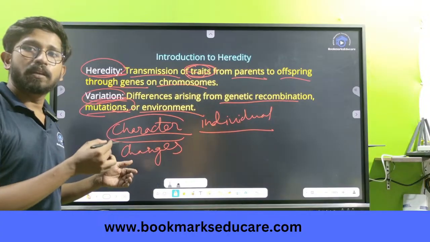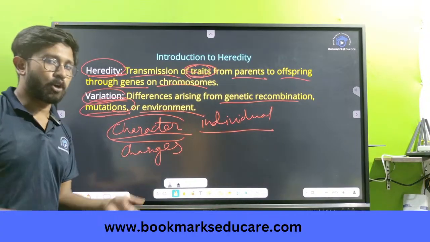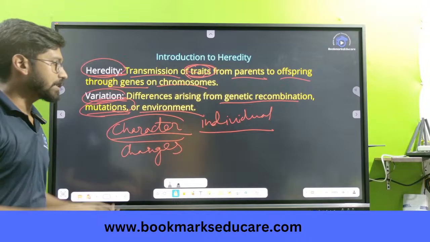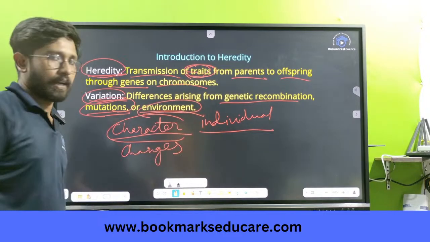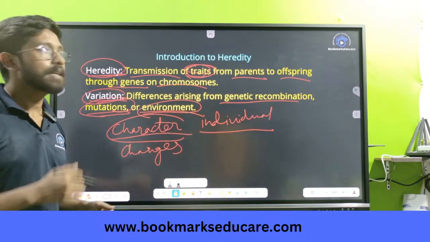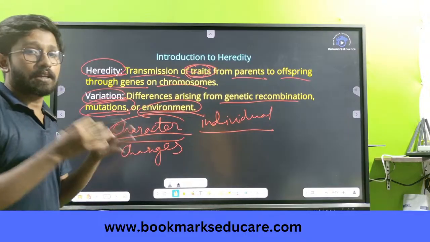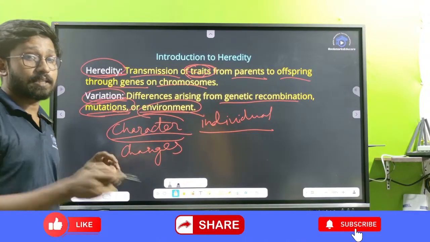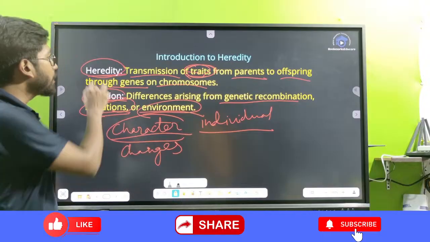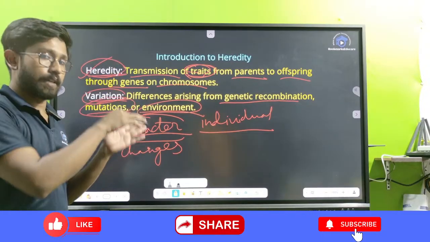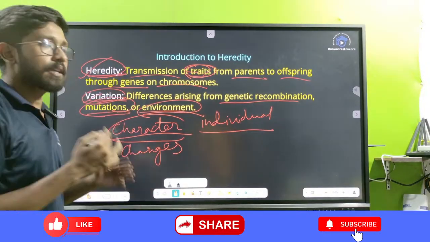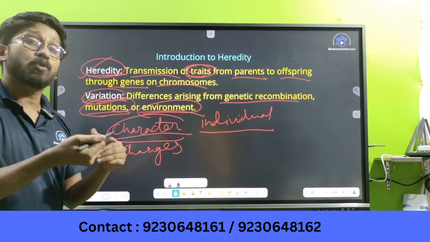At the same time, mutation is another spontaneous process we will learn in the further slides. And there are some environmental factors like mutagens and other things. All these can create various genetic changes in yourself. So heredity is from your previous generation. Variation is in the individual itself.